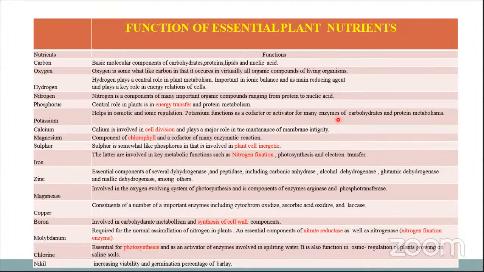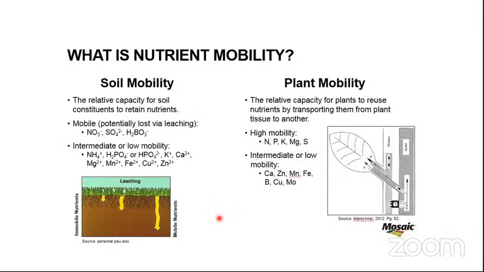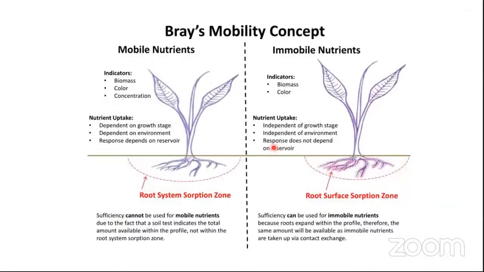Coming to mobility, students, we have discussed this in a very long slide earlier about mobility and its limitations. So naturally, this is a repetition of that slide. Highly mobile are N, P, K. Intermediate to low mobility are calcium and magnesium. This mobility concept was given by Bray, the Bray mobility concept. Mostly the indicators are biomass and mobile nutrient uptake, which depends on the growth stage and environmental conditions, where the response is very high.